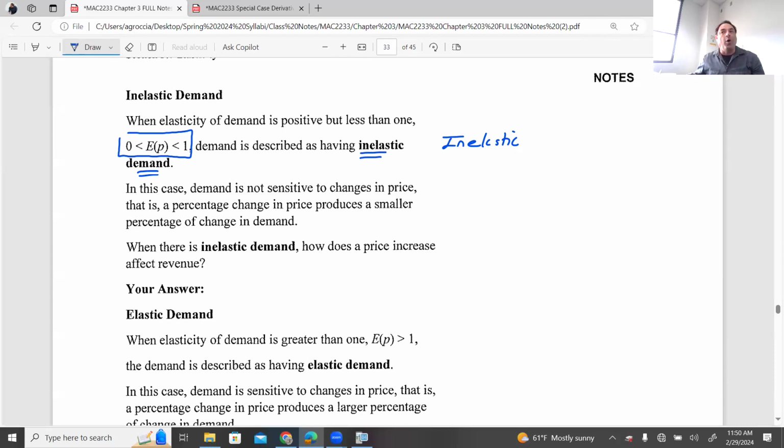So what does that all mean? If it's inelastic, you should increase the price. Okay, so to keep it simple, if your result is less than 1, you are inelastic, you should increase the price.